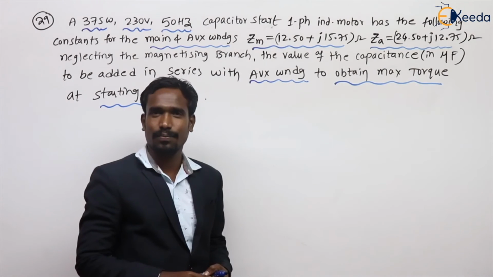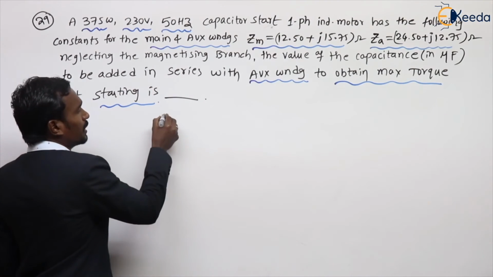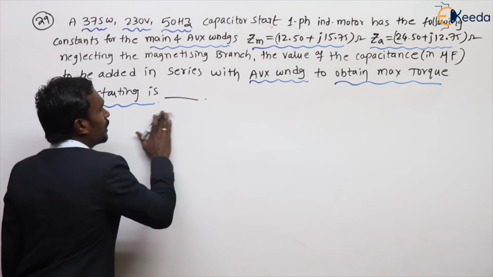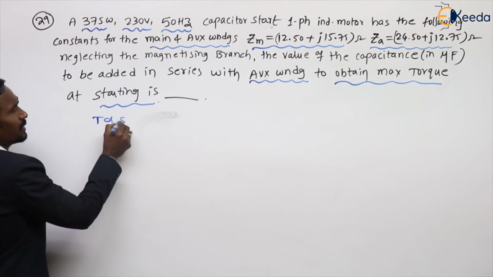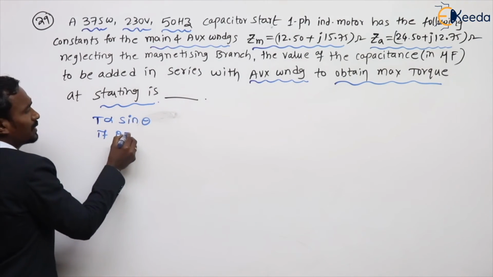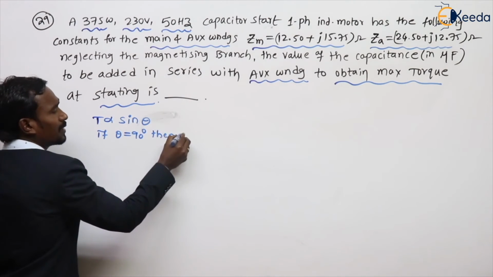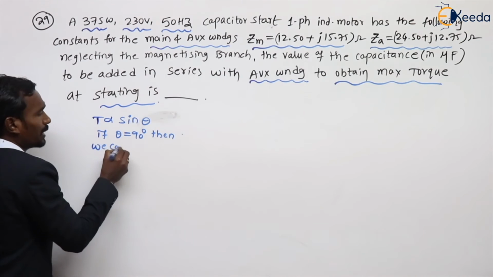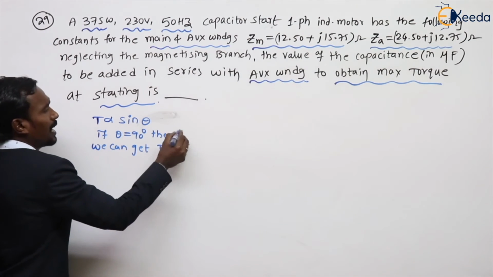maximum torque. So I said you already, like this problem, generally the torque is directly proportional to sine theta. If theta is equals to 90 degrees, then we can get the maximum torque.